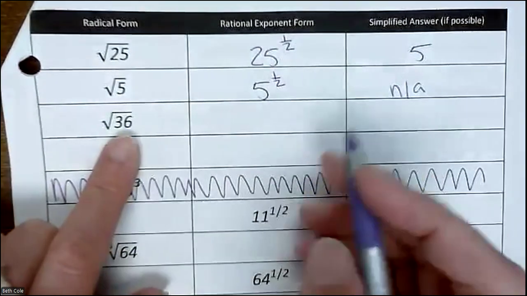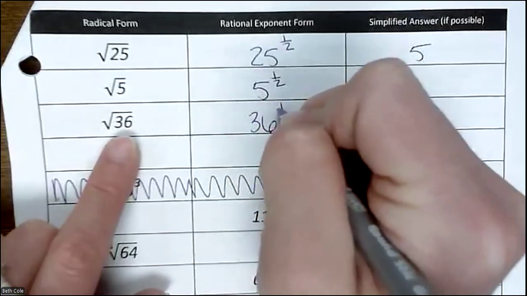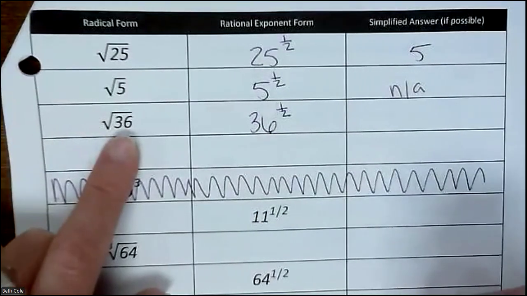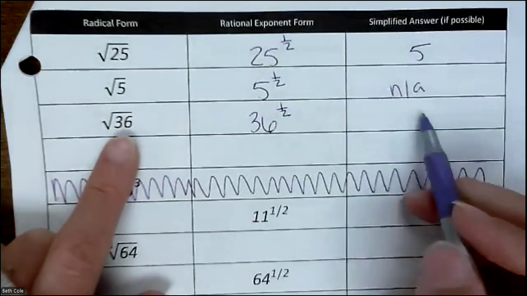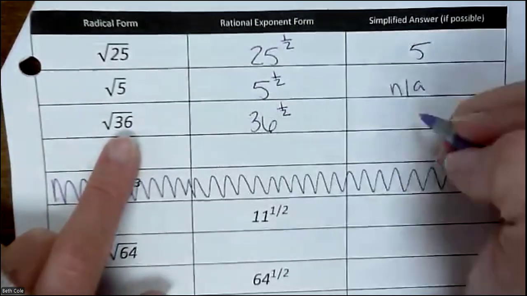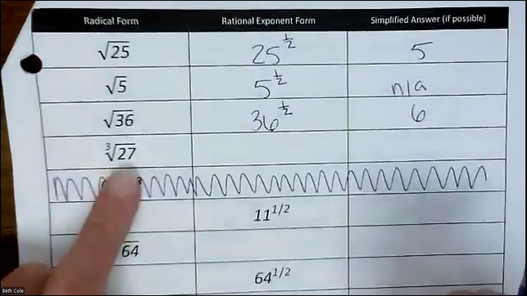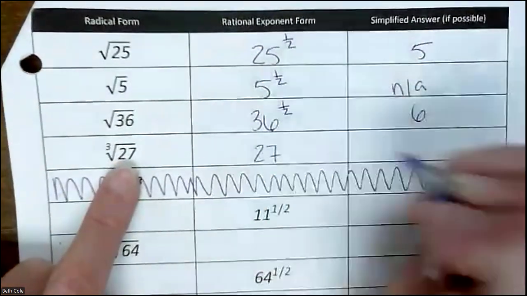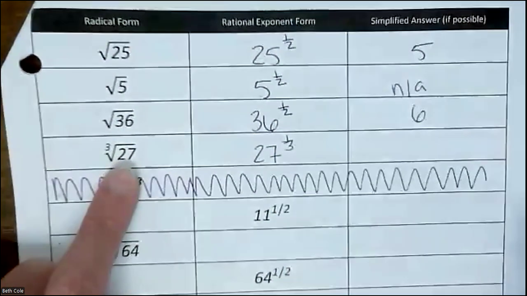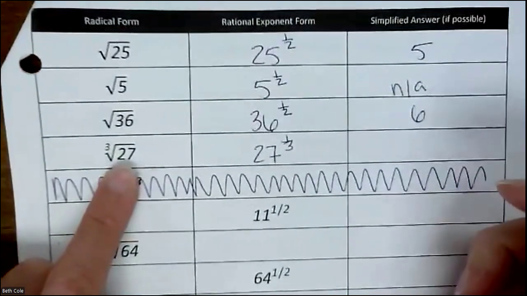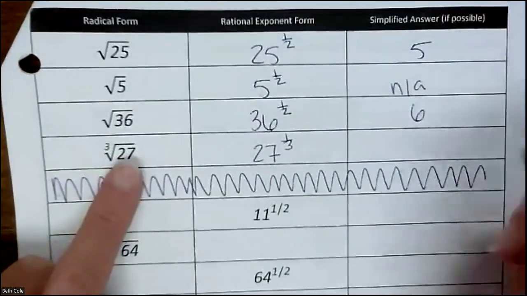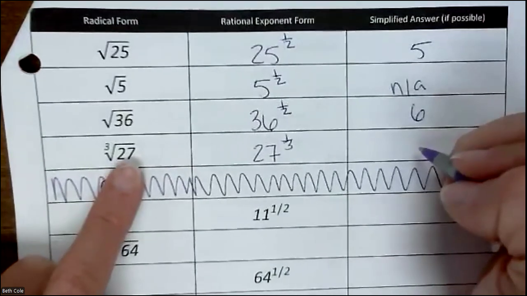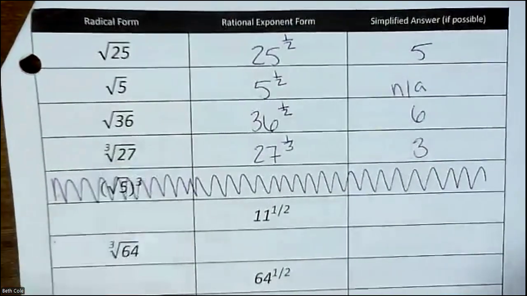What do you guys think about this one? 36 to the 1/2. That's all that is. Now you can do that one. What's your square root of 36? 6. Good job. Now this one's a cube root, so it's going to be 27 to the power 1/3. And then do you know cube root of 27? You actually can do that one. It's 3.